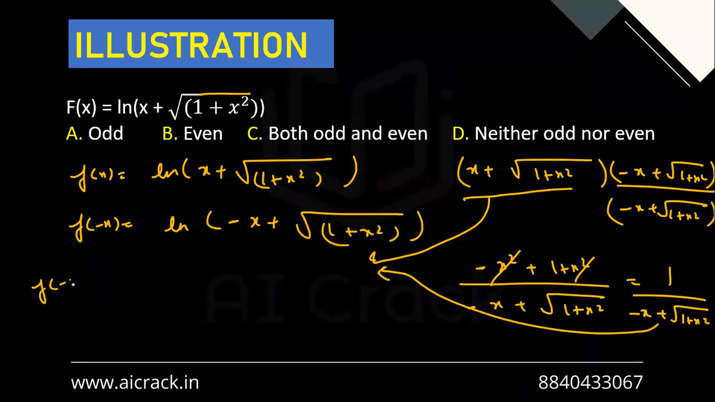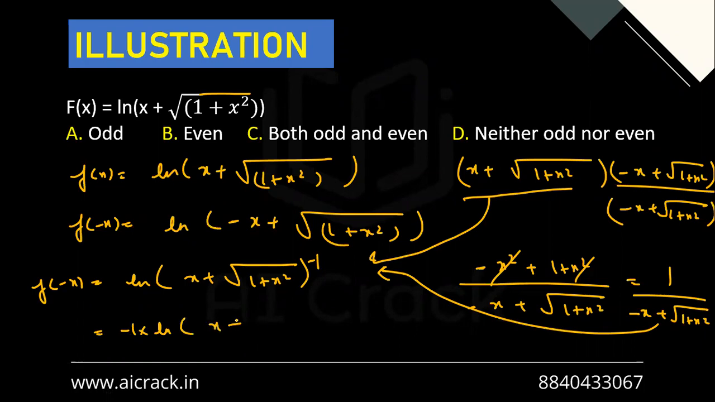Now what we got, f(-x) equals ln. I can write this as this raised to power minus 1, right? x plus under root 1 plus x square, this raised to power minus 1. Now we know the property of log that if we have something in power, it can get carried over here. So this is minus 1 into ln of x plus under root 1 plus x square. Now this is nothing but minus f(x). So we got this as an odd function. So I'll try to summarize this once again because it got a little messy over here.